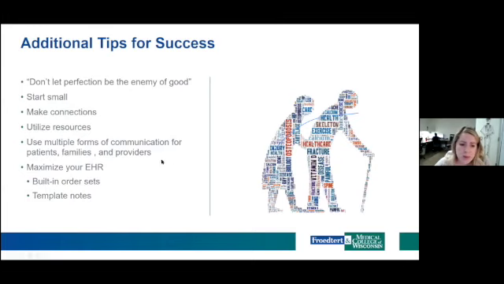And then lastly, use multiple forms of communication, not only when you're talking to patients and their families, but also with providers, especially when passing off a patient. So whether that be inbox messaging, email, fax, telephone calls. I've kind of found you can't over communicate about something like this. So that has helped me as well. Be sure you're making connections and utilizing all your resources within your health system and what you have available to you as well.